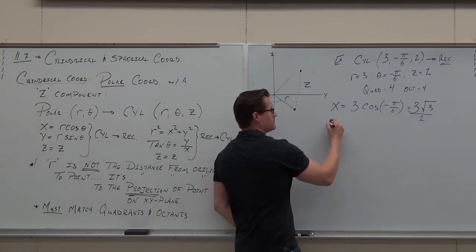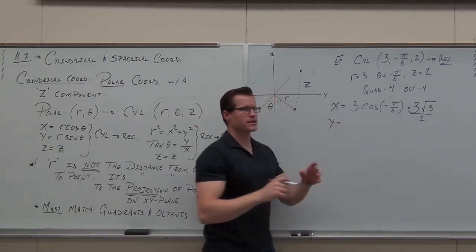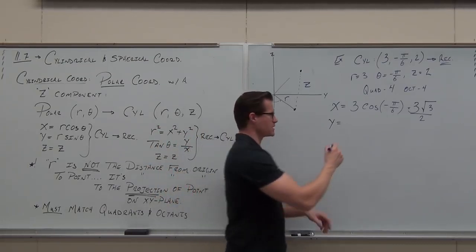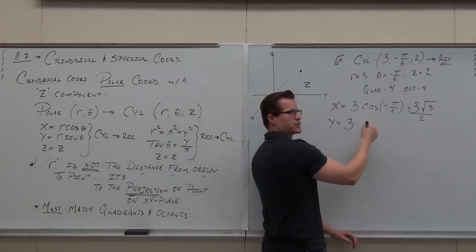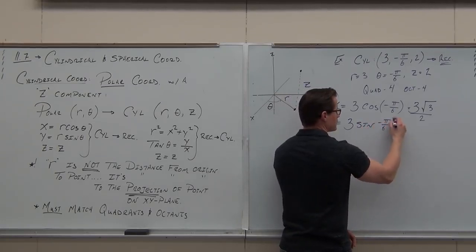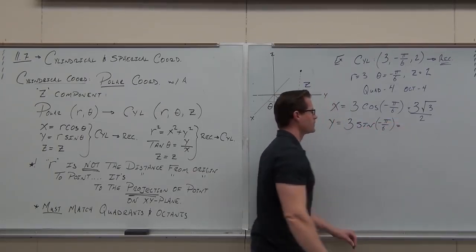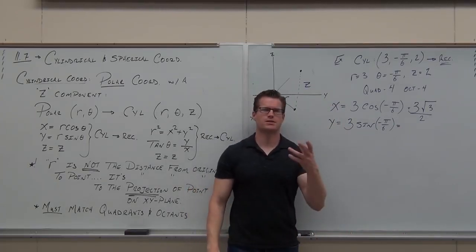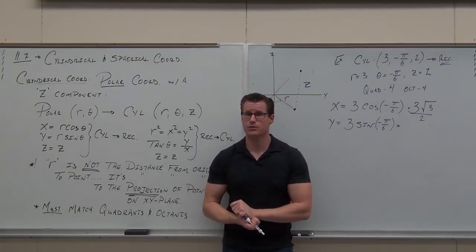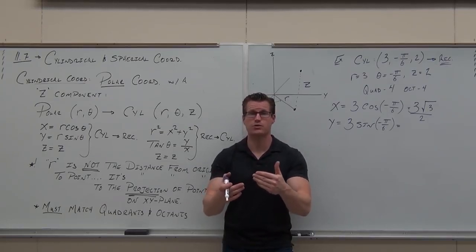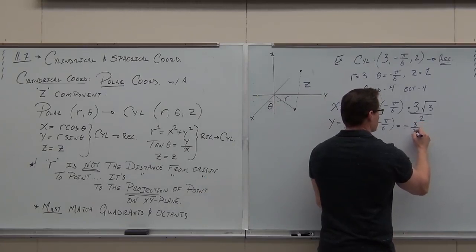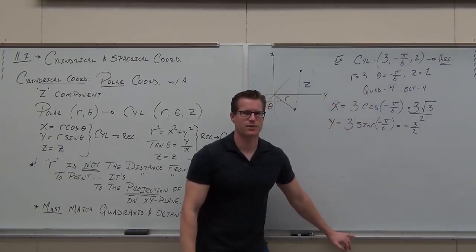Let's try the y. The y says we're going to do 3, still the r sine theta. So we have the same exact numbers, except we have a different trig function. How about 3 times, what's sine of negative pi over 6? What is that? Negative 1/2. Negative 1/2, because in quadrant 4, sine is negative. We're in quadrant 4, negative. So negative 3 times 1/2, negative 3 halves.